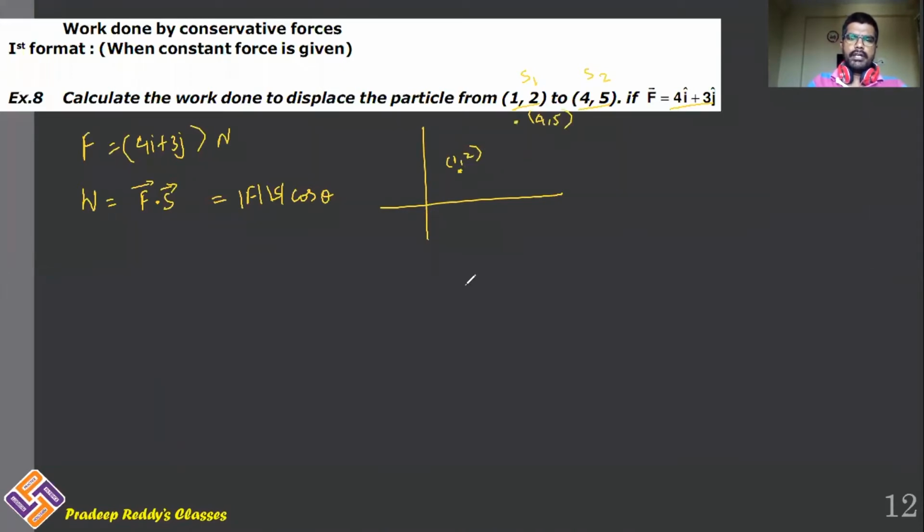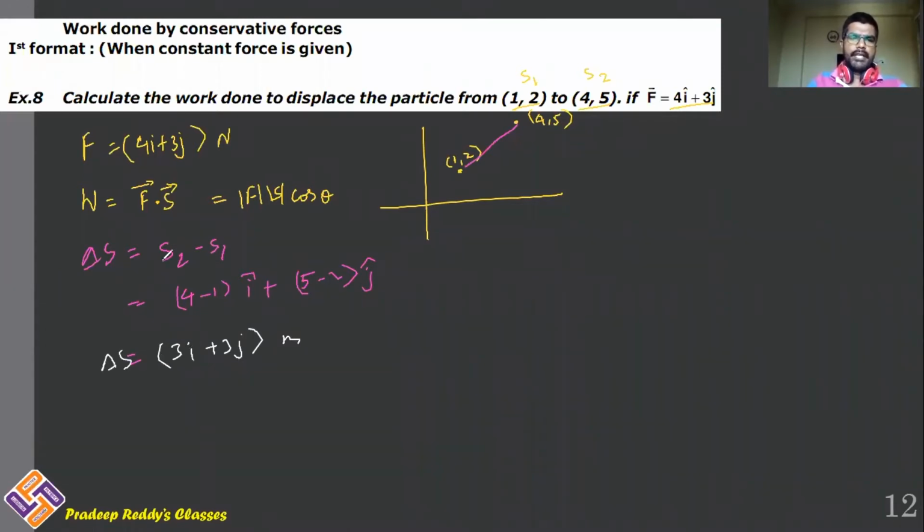Now I want to find out the displacement vector. This is the displacement vector from here to here. In order to find the displacement, delta S is equal to S2 minus S1, which is 4 minus 1 times i cap because it is along the x-axis, and 5 minus 2 along j because that is along the y-axis. This gives you 3i plus 3j meters. This is the displacement delta S.